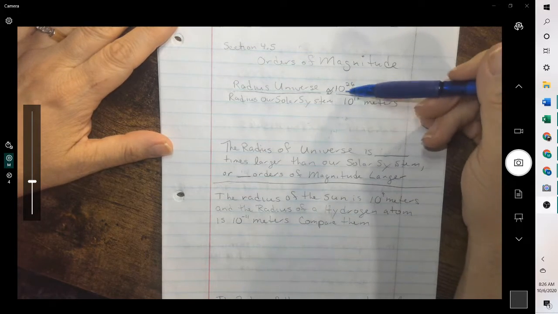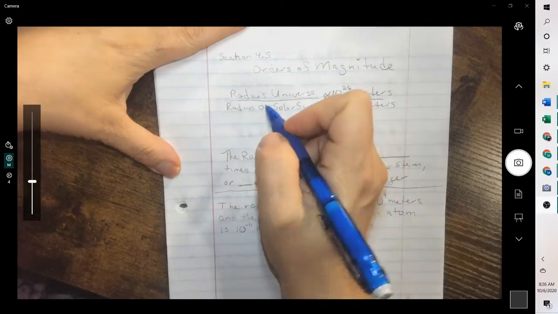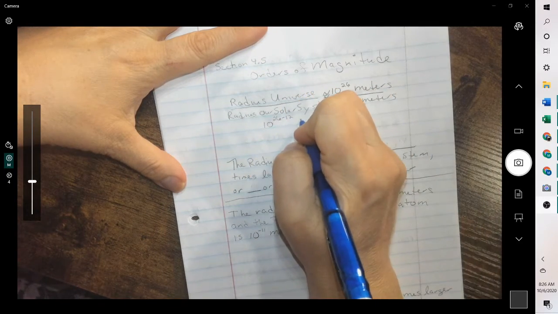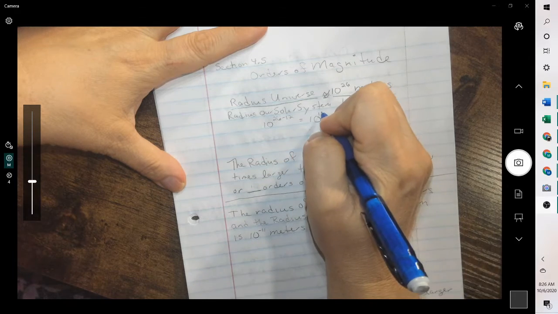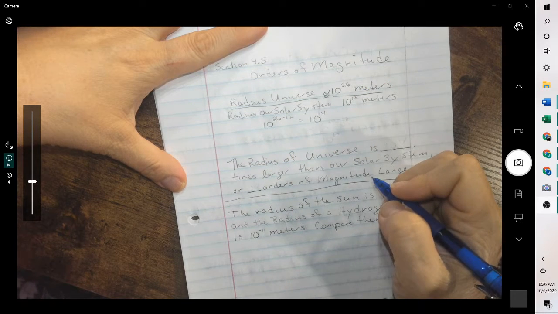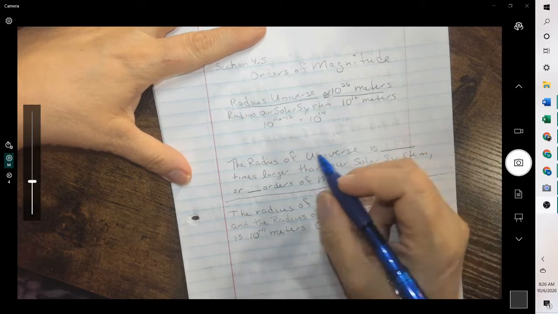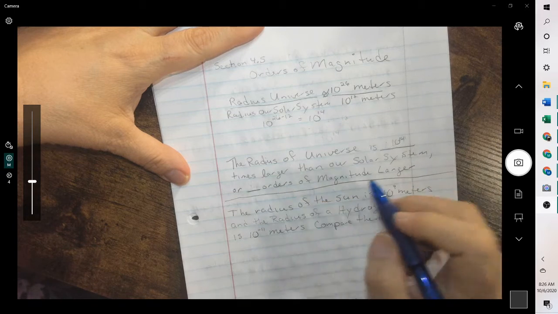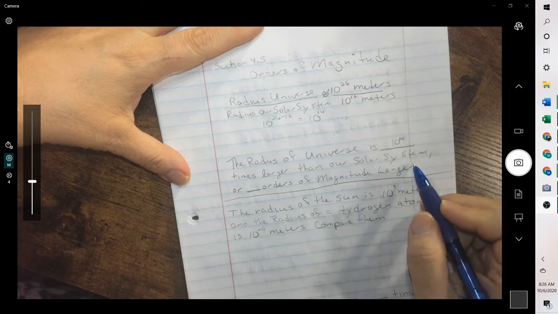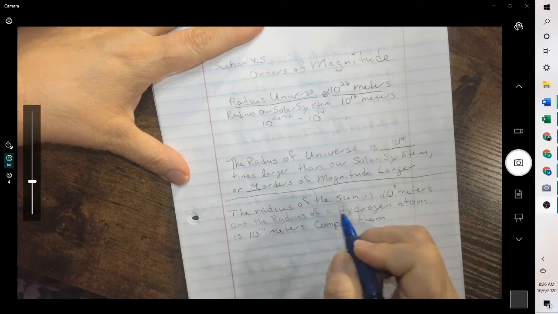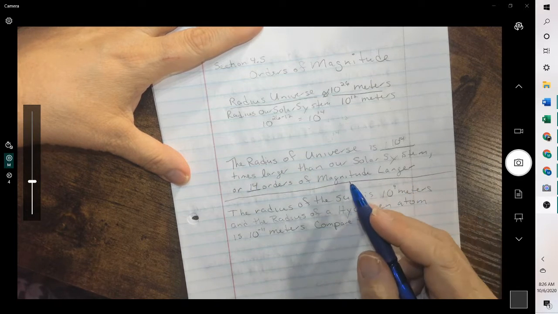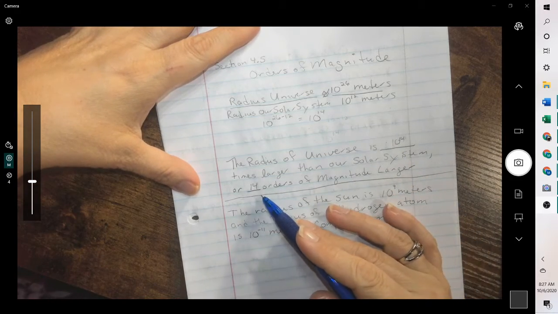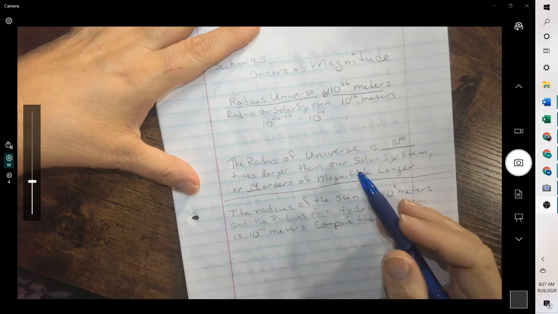Remember, when you're dividing the bases, you subtract the exponents. So it would be 10 to the 26 minus 12, or 10 to the 14. What that would tell us is that the radius of the universe is 10 to the 14 times larger than the solar system, or 14 orders of magnitude larger. What the magnitude means is you're counting, in this case, by tens. So it's 14 times larger in magnitude.